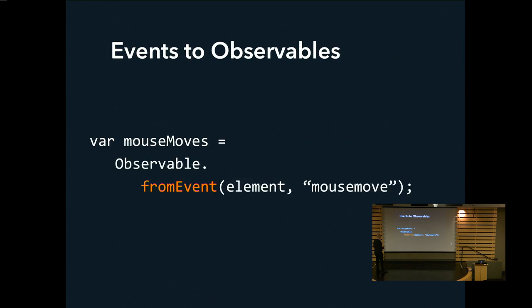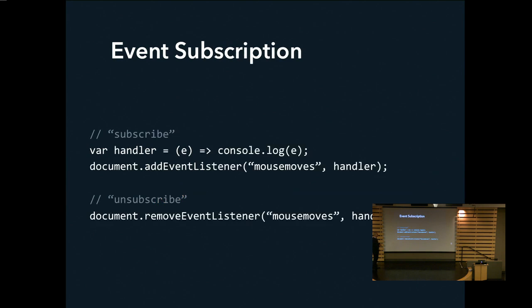So it's easy to take any DOM event and convert it into an observable. It's just as simple as this. If I want to take the mouse move on a DOM event and convert it into an observable, I just call observable from event. Specify the name of that event. So you can see how if I wanted to subscribe to an event in the old style, I just call add event listener, I specify a handler, and then if I want to unsubscribe, I call remove event listener.